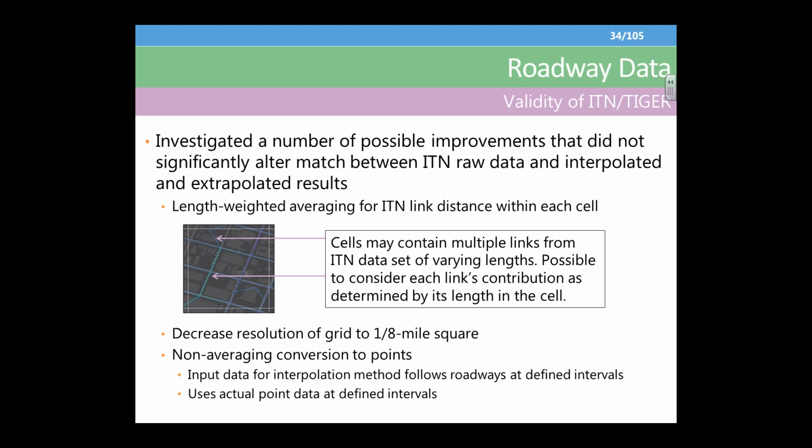significant impact. We decreased the resolution to 1/8 of a grid cell. It took forever to run, but again, we found it didn't actually improve our estimation. And then we also did a method where we didn't have to average in that first step, where we actually just interpolated directly from sample points taken at 1/8 mile increments along each of the lines in ITN. And again, we did not see an improvement in the match between our final results and our original ITN data.